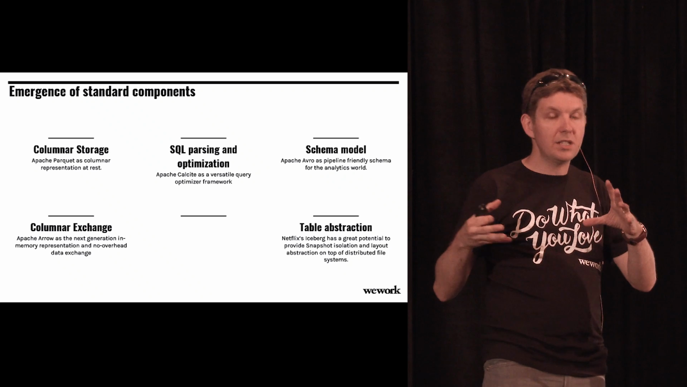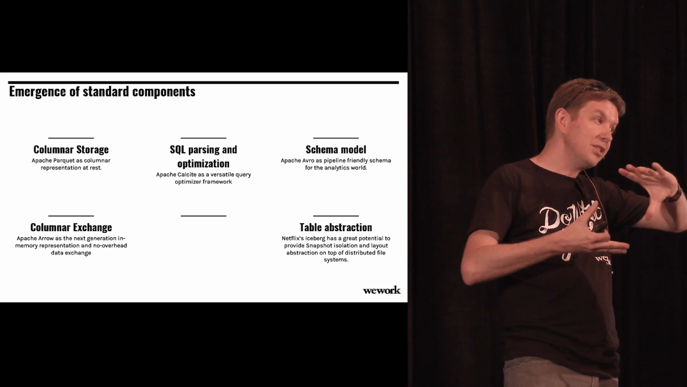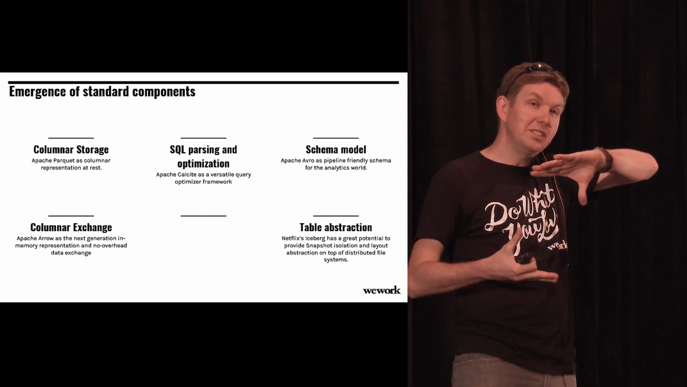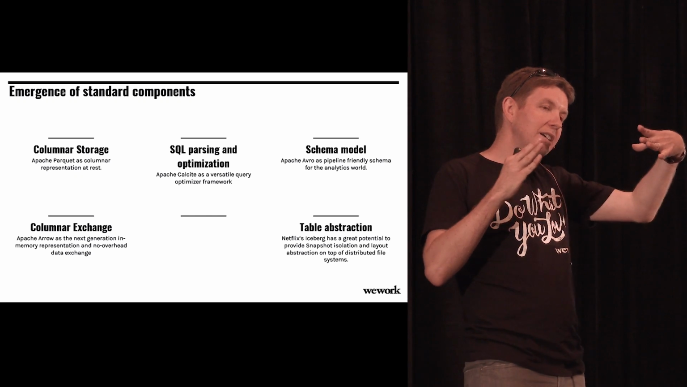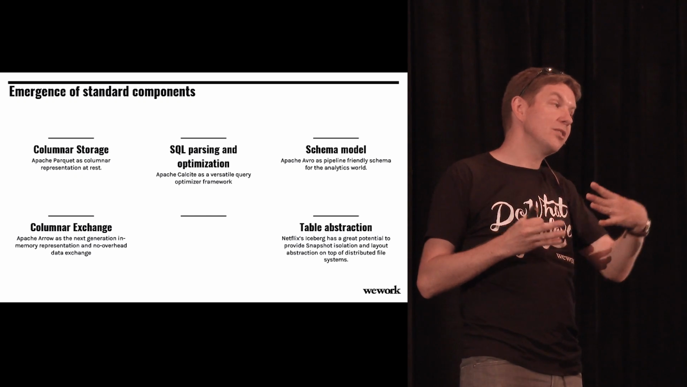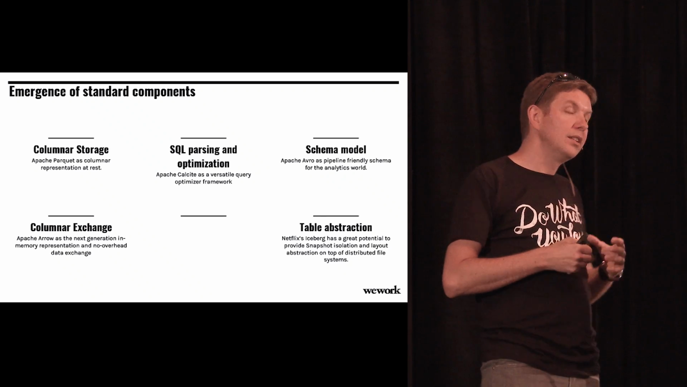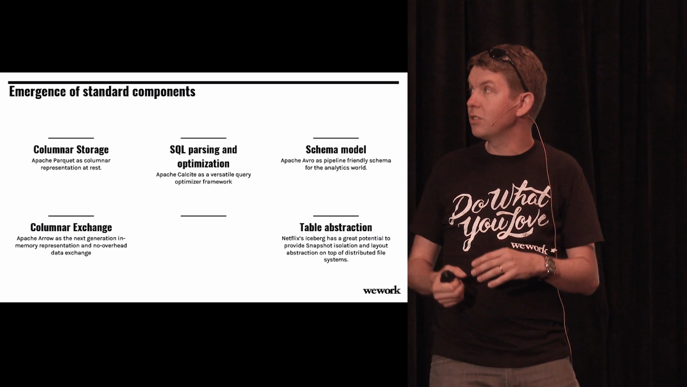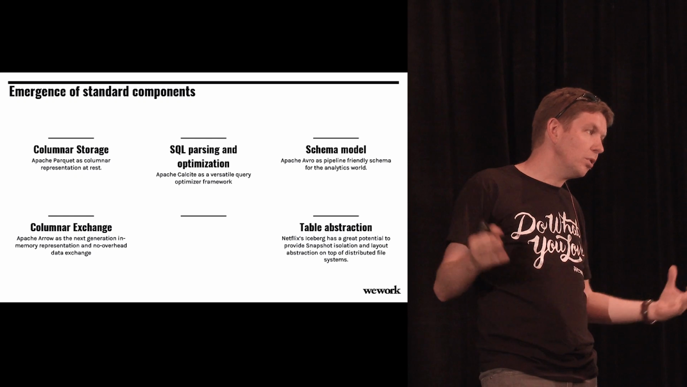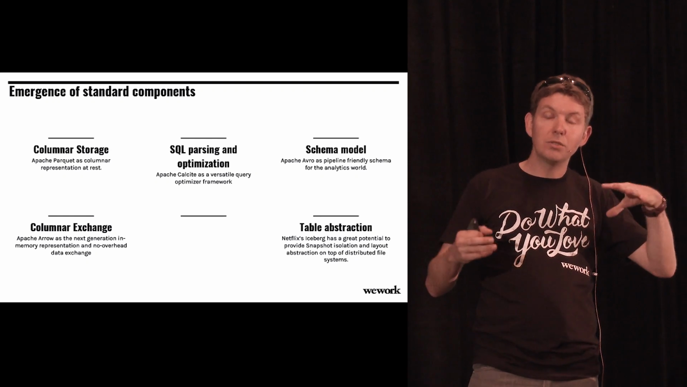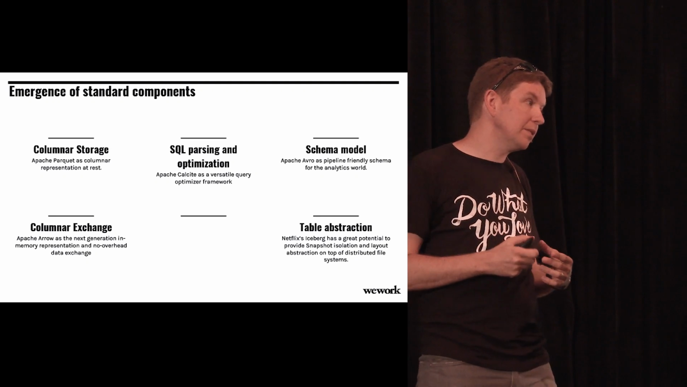SQL parsing and optimization, so this optimizer step, one of the maybe less known and most used components of the Hadoop ecosystem is Calcite. And I'll have a slide to dig into that right after. And Calcite is this optimizer that knows how to use a cost model to get the best plan. There's schema model. Avro is one of those, becoming the standard for defining schema in the big data world. Columnar exchange: Arrow became the interoperable, efficient format for exchanging data between all those systems.